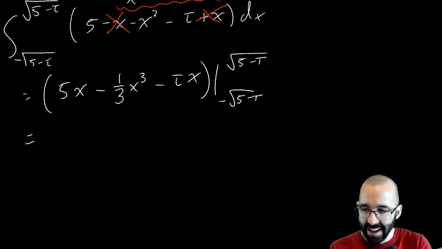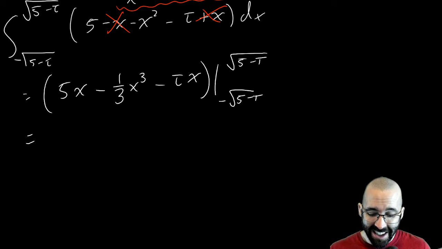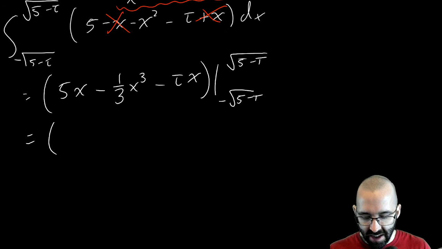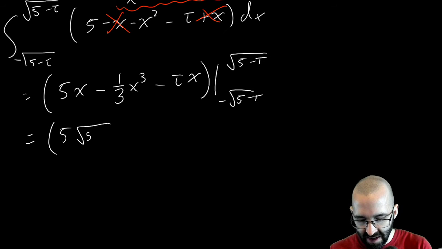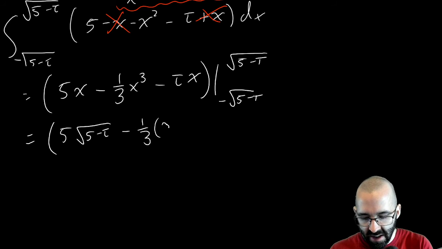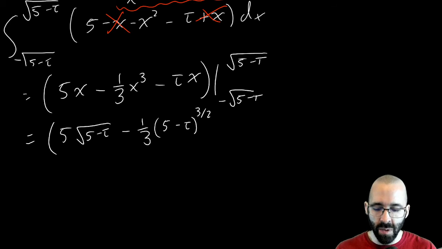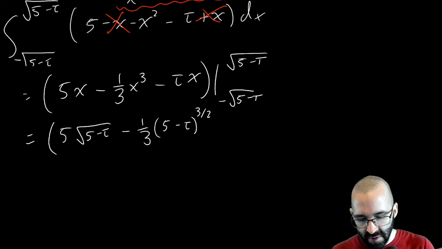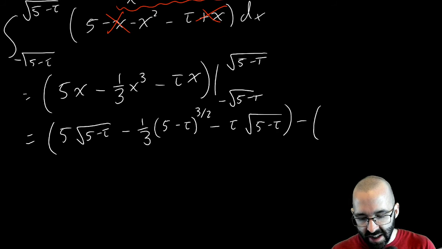Now we just plug this in. I don't know how far this is going to simplify, but we'll do a little bit. So what we have is plug in square root of 5 minus t, minus, let's write this as 5 minus t to the 3 halves. Or you can write it as the square root cubed. They're equivalent. Minus t times the square root of 5 minus t. And we're subtracting basically the same thing, but with a negative.